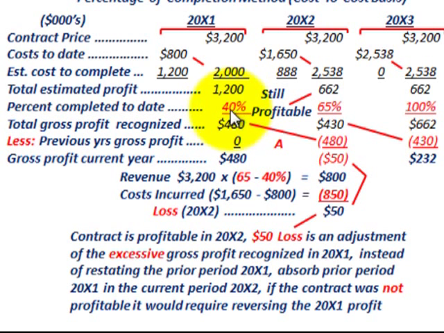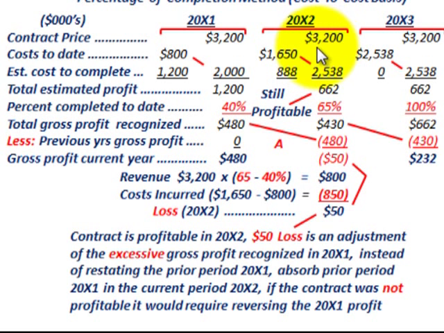Now, the percentage of completion. This is the key to this. You take the cost to date, that was that $800, and you divide it by the total estimated cost to complete, which is $2,000. That division gives us a percentage completed to date of 40%. This is using that percentage of completion method. So our total estimated profit of $1,200 times the 40% gives us a total gross profit recognized of $480. We hadn't any previous gross profits, so total gross profit for the current year is $480.